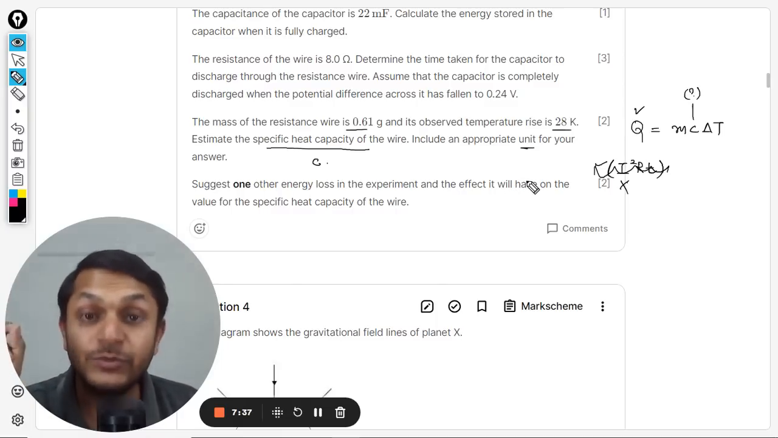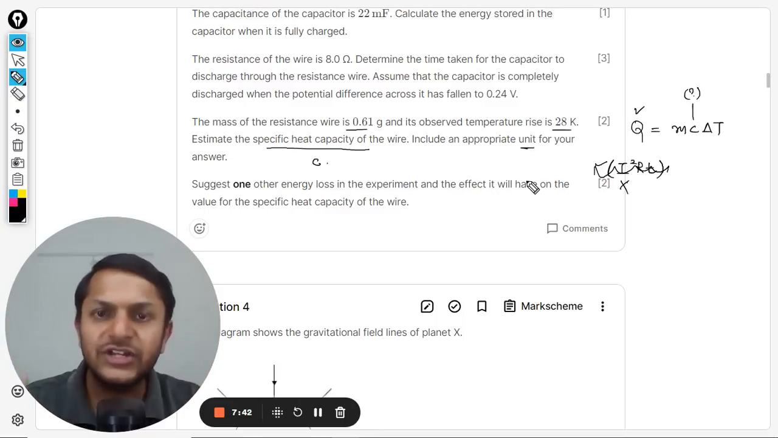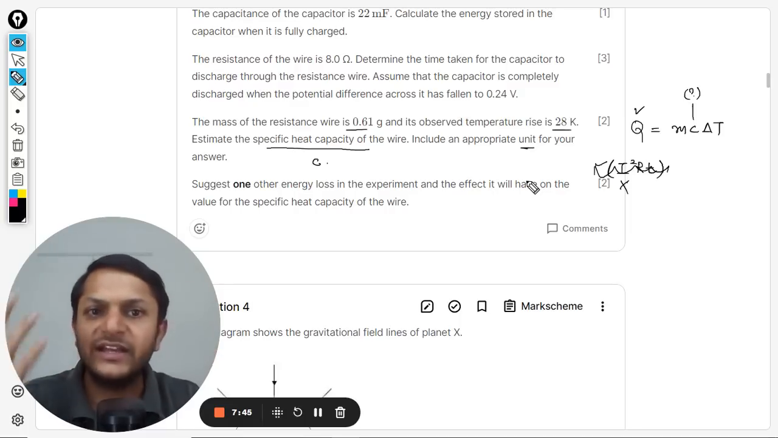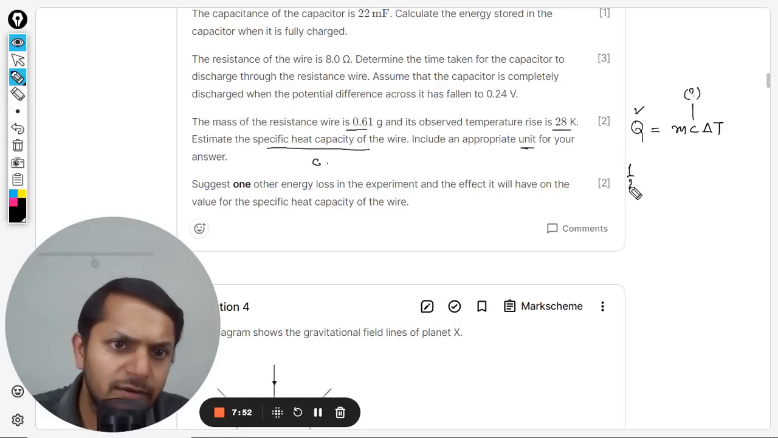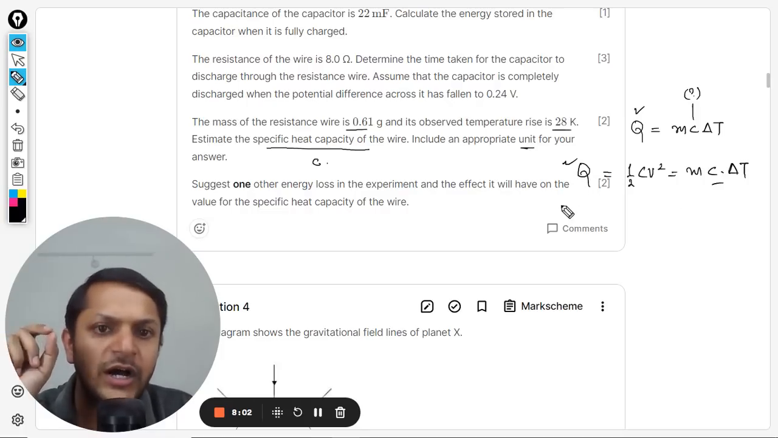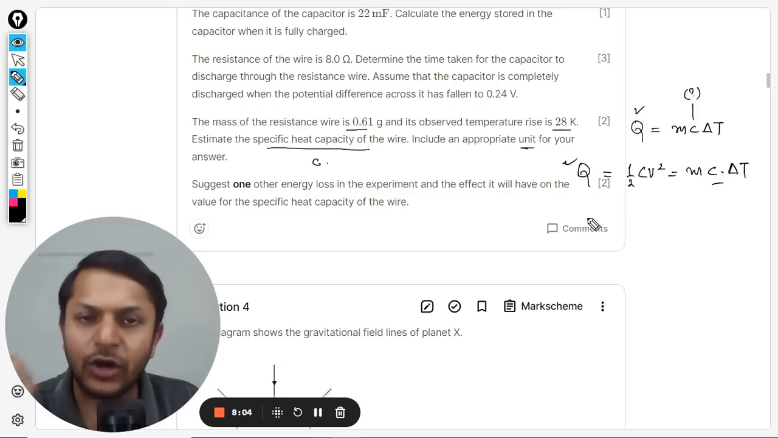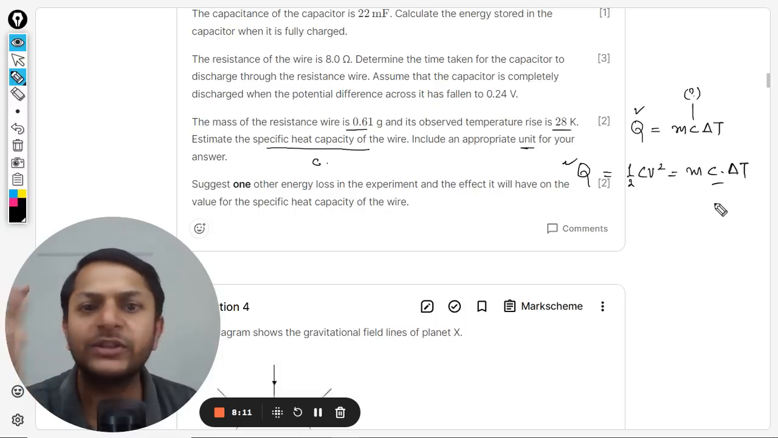We are just going to assume that all of the energy which was stored inside the capacitor is exhausted in the resistor. So what was the energy that we found earlier? That energy was half CV square. Now that will be mc delta t. From this equation, we are going to find the value of c. So this value of Q was not given, and I told you that we have to calculate it, and we will see what they have done in the mark scheme. I think they would be doing the same thing.